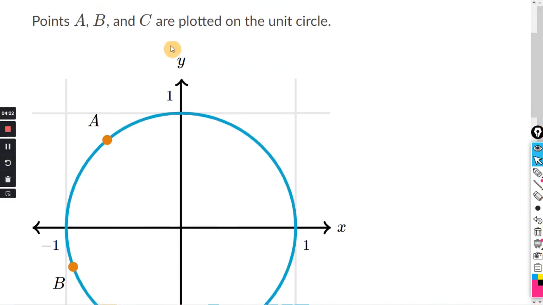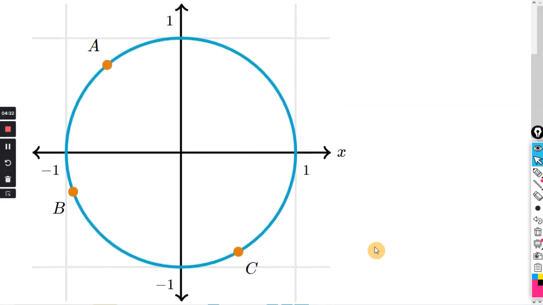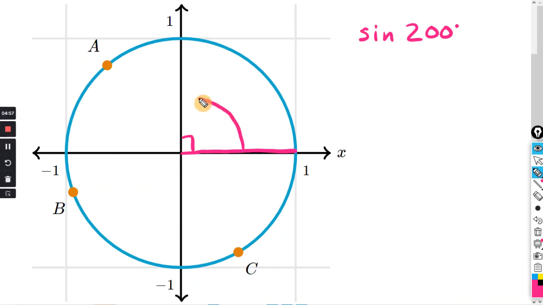Points A, B, and C are plotted on the unit circle. Which of the coordinates is equal to the sine of 200 degrees? Remember the angle starts at the positive x-axis. Obviously these are right angles, so starting here, this is 90 and 180. This here is 270 if I kept going, so 200 would be about right here.